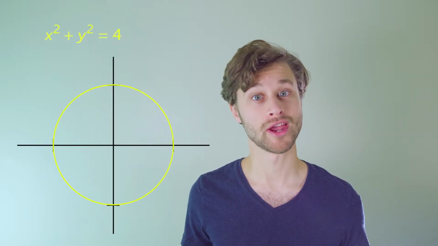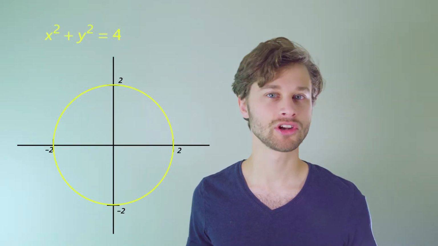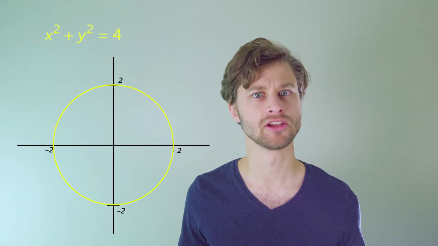So let's take this example. x squared plus y squared is equal to 4. If you've been introduced to conic sections, you might recognize that this is just a circle with a radius of 2. Now, in Cartesian coordinates, we get this kind of complicated relationship.